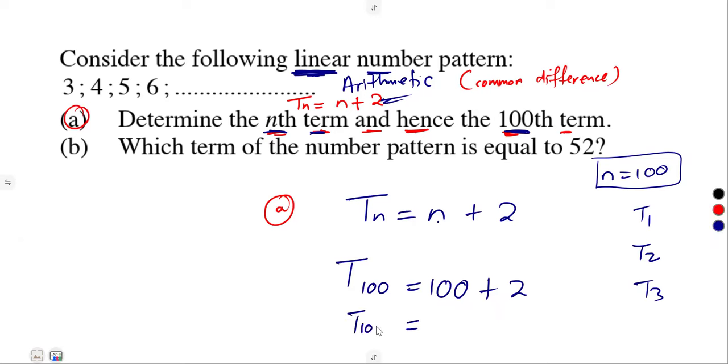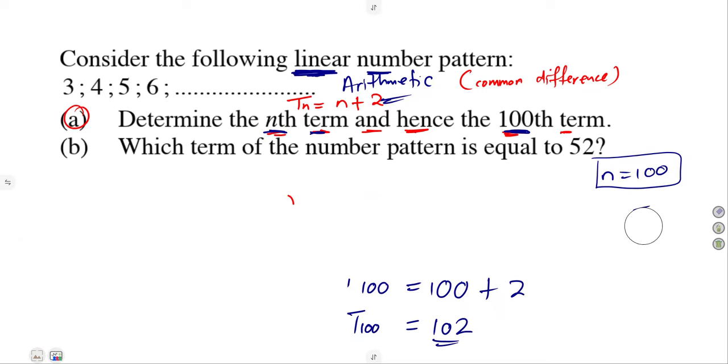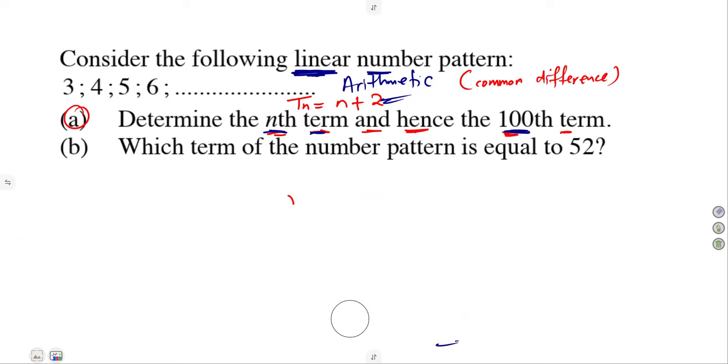So T100 is going to be 102. If you add 100 plus 2, that's going to be 102. All right, continuing with the same application or same knowledge of the Tn that we calculated.